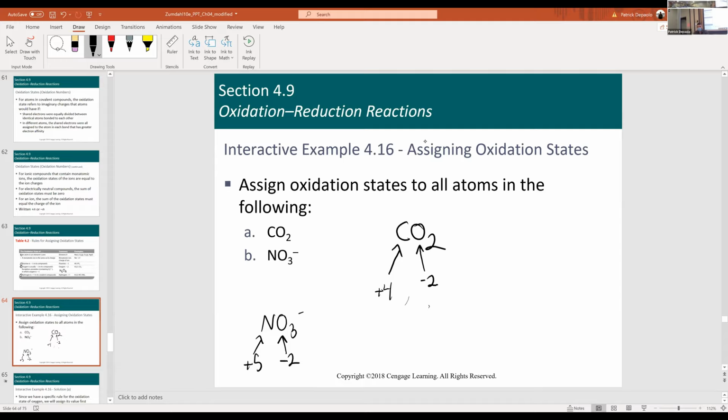But there are cases where they could be negative. So I'll give you an example, PH3. Let's do some examples. Let's just go crazy with this. Let's do 3 examples.